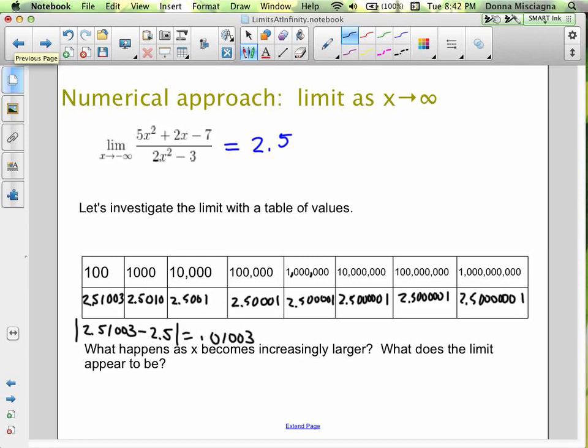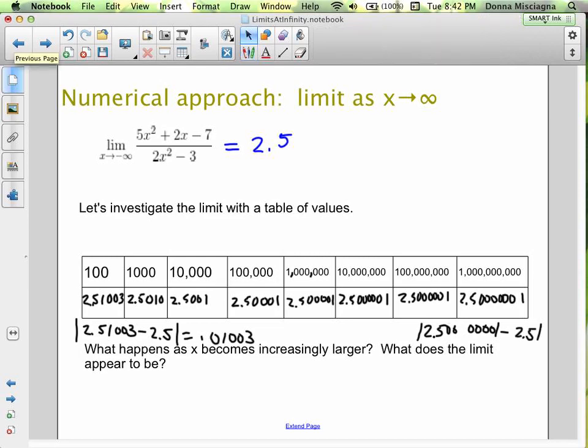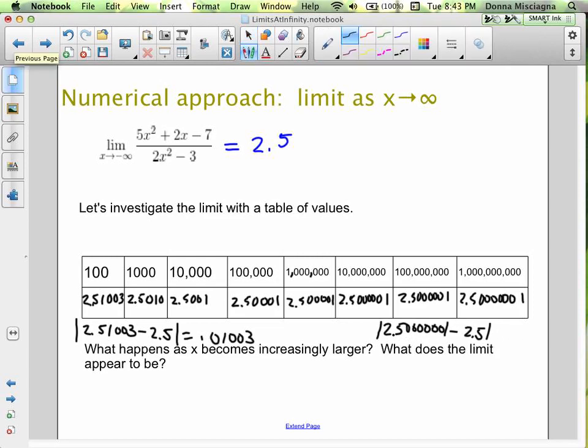If we come way over here, where we're plugging in a billion, the value of our function would be 2.500000001, and our limit appears to be 2.5, and I have no place to write now. If we take that difference, that's going to be 0.0000000, seven zeros, and a 1.